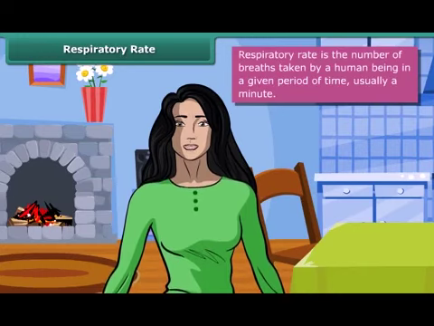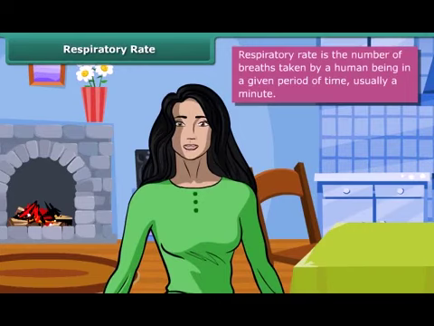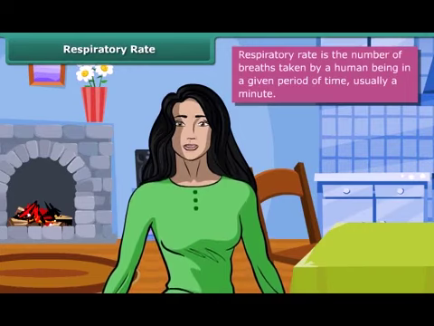Shruti now counts her number of breaths in 1 minute. She noted that she breathes in and out 15 to 18 times per minute. However, during exercising, it can go up to 30 breaths per minute.